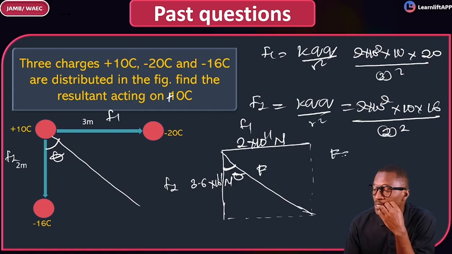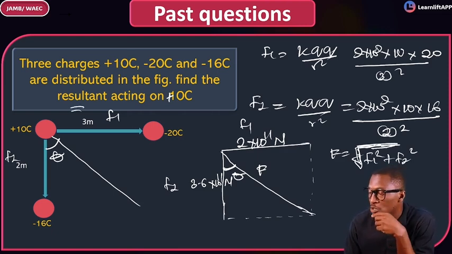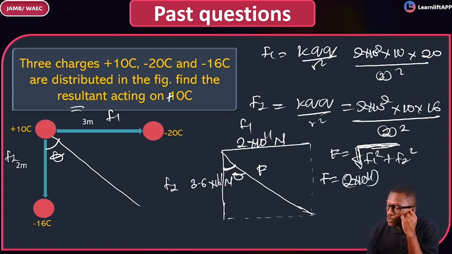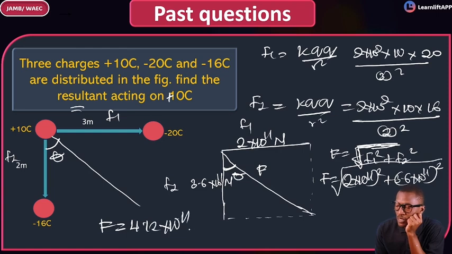F now will be, according to Pythagoras, the square root of F1 squared plus F2 squared. Are you seeing that? The question says calculate the resultant and the nature, that's the degree of the force. So how do we solve this now? F here, what's our F1? That's 2 times 10 raised to power 11 all squared plus 3.6 times 10 raised to power 11 all squared. Then we take the square root. F now will be equal to 4.12 times 10 raised to power 11 Newton.